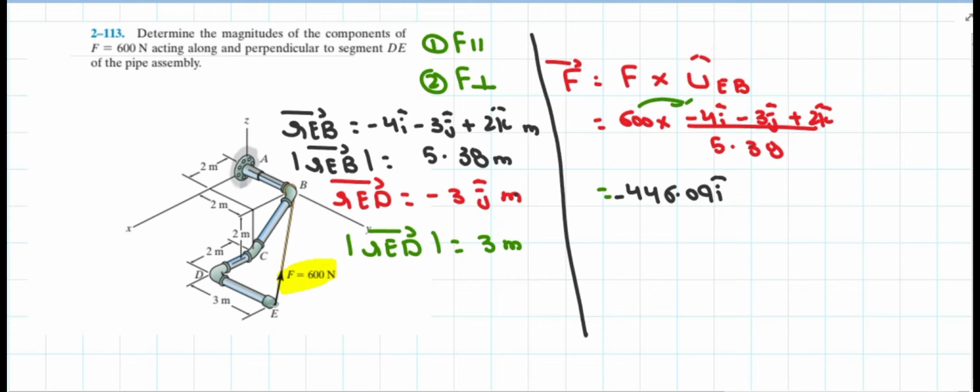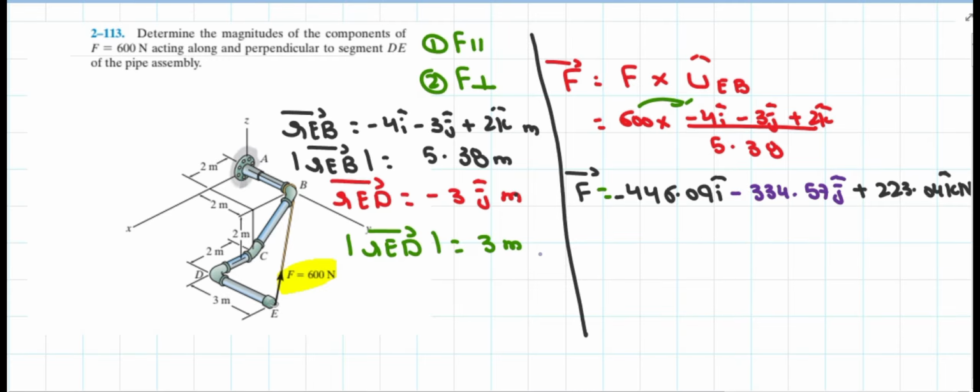And again, 600 into negative 3j cap divided by 5.38 is equal to negative 334.57 j cap. And lastly, 600 into positive 2k cap divided by 5.38 gives us a result of positive 223.04 k cap Newton. This is nothing but the Cartesian form of force F.